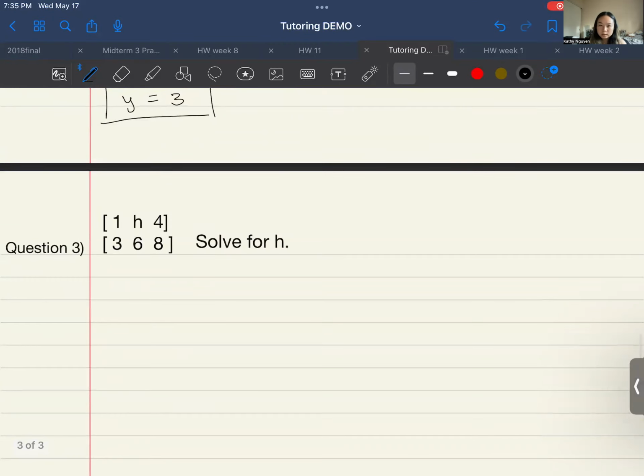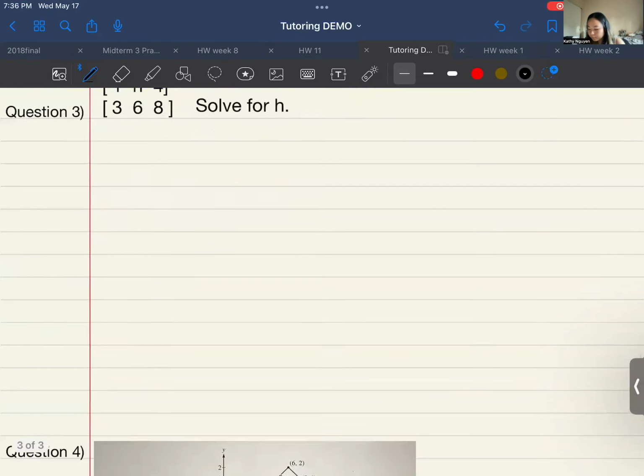For the sake of time, I won't do this problem, but if you tutor with me, we can go over this and where we'd solve H using a matrix as well.